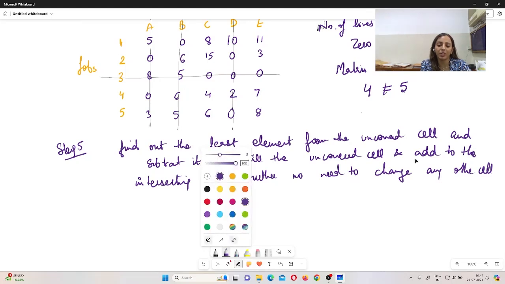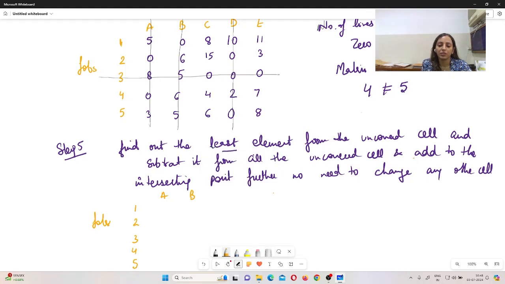For doing this adjustment, again, you have to make a matrix. Prepare the matrix again for the same problem. We have the jobs. How many jobs are there? 5 jobs. 1, 2, 3, 4, 5 jobs are there. And how many machines are there? 5 machines. A, B, C, D, and E. 5 machines, right?